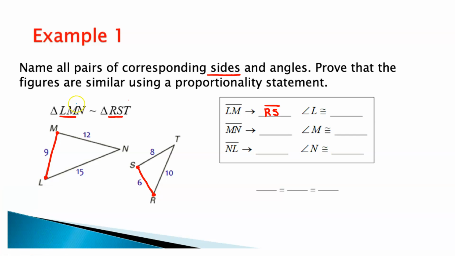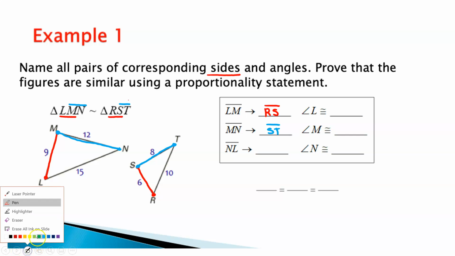What about from M to N? So from M to N, using the last 2 letters, that's going to be from S to T. Those are the sides that match up, from S to T. And don't forget to use that little symbol up top that says it's a line segment. It's a part of a line.